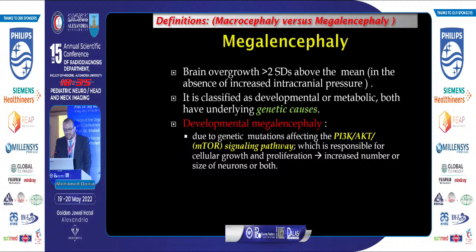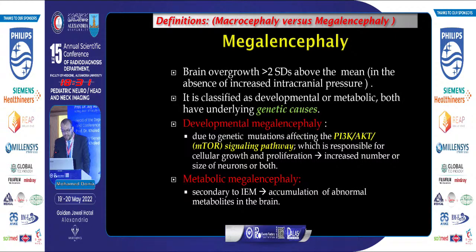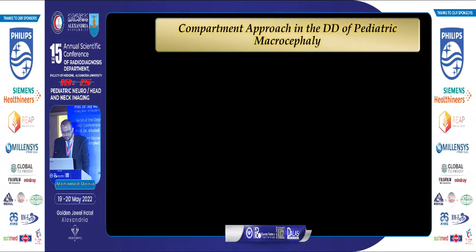The developmental megalencephaly or metabolic megalencephaly. Developmental is due to genetic mutation affecting the PI3K-AKT-mTOR signaling pathway, which is responsible for cellular overgrowth and proliferation, while metabolic megalencephaly is secondary to inborn error of metabolism.